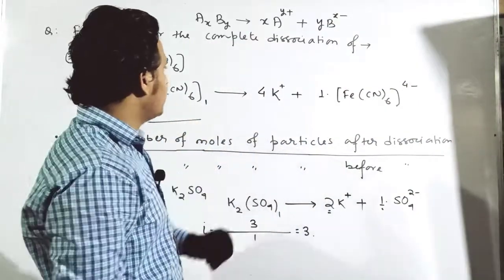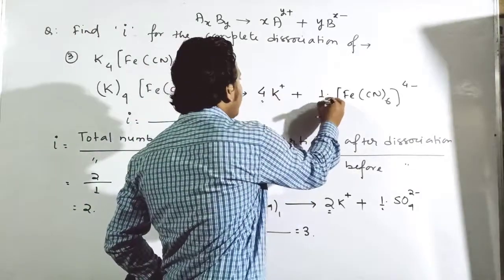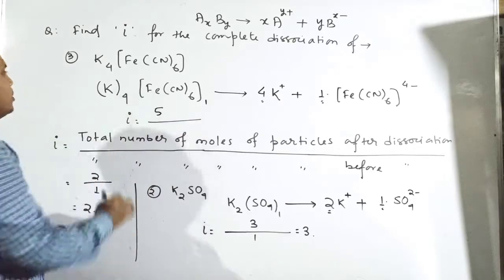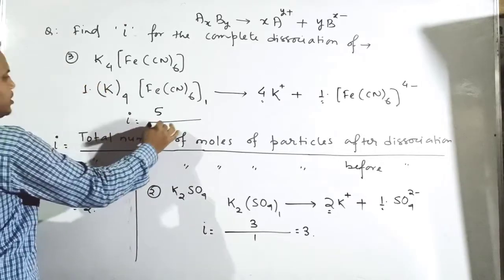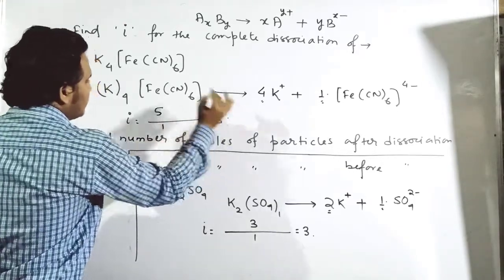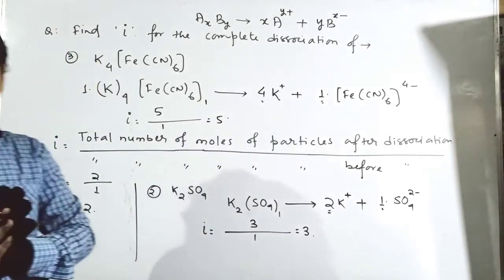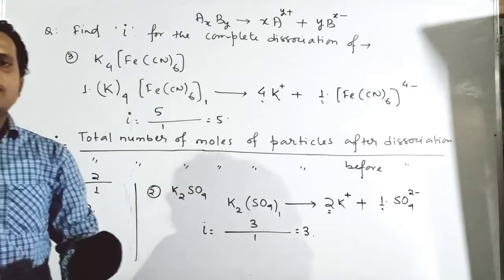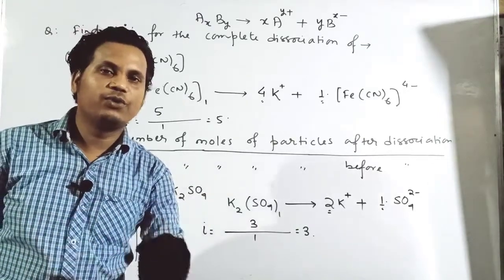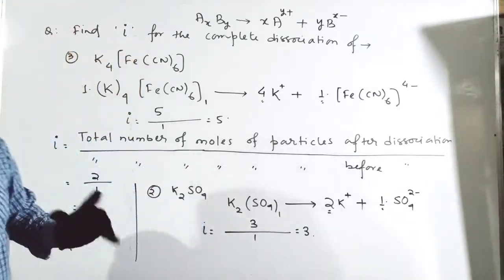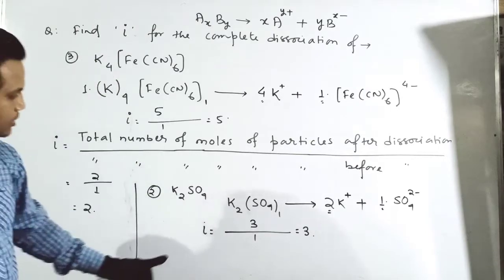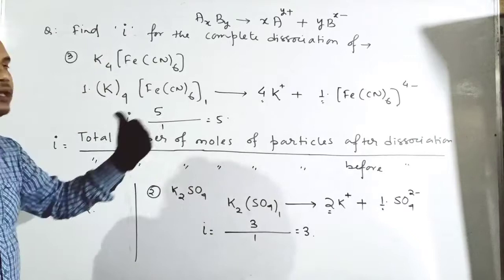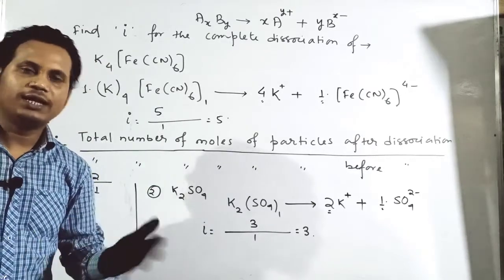After dissociation, how many moles are there? 4 plus 1, 5. And before dissociation, how many moles are there? Just 1. So 5 by 1, that is 5. So I think it will be clear how we can find the value of I for dissociation. Now see, in all cases the answer is more than 1. 2, 3, 5, maybe 4, anything may be there.